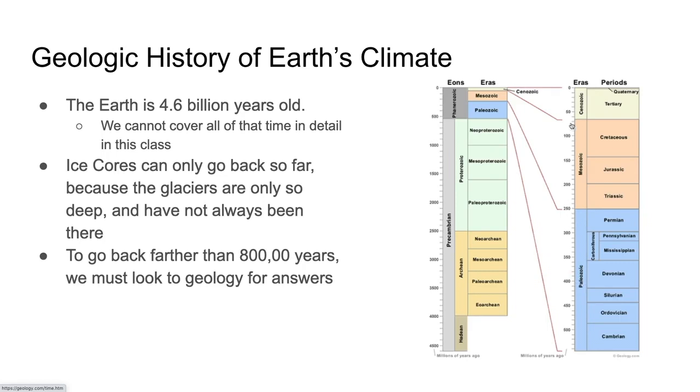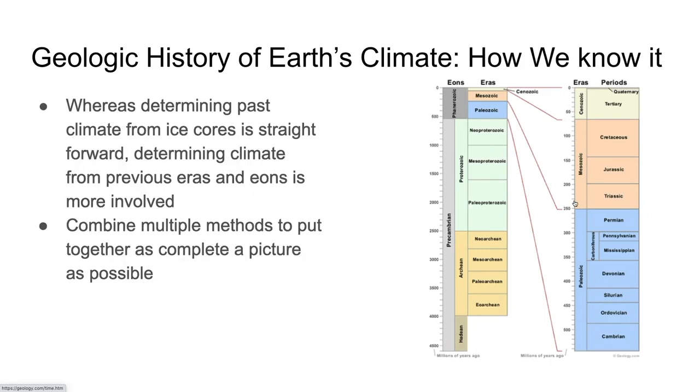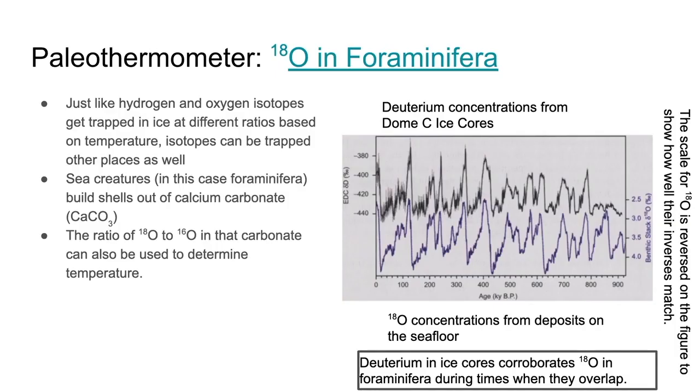Our ice core data only goes back about 700,000 or 800,000 years. And so that doesn't even go one number on this axis right here. It only takes us half of the way back through the Quaternary. In order to determine what happened back here, we're looking at rocks. Whereas determining the climate from ice cores is straightforward, determining the climate from previous eras and eons using geology is a little bit more involved. We end up combining multiple methods to put together as complete a picture as possible.